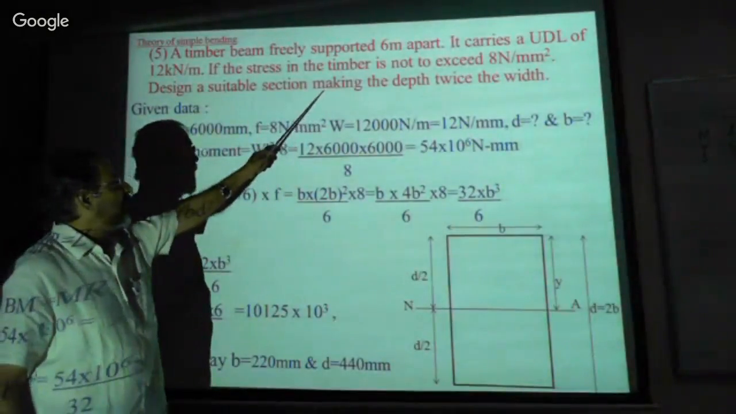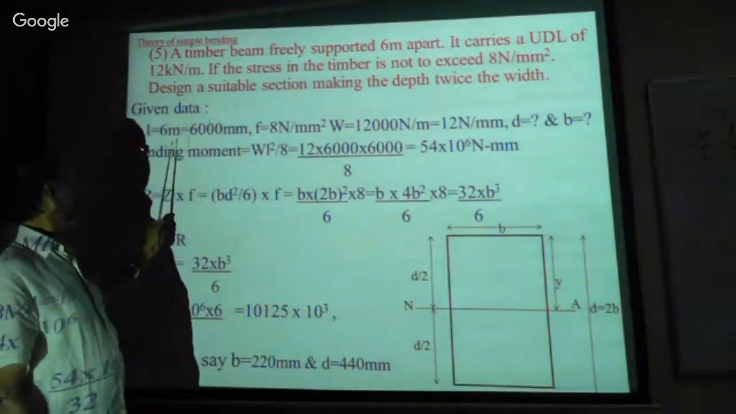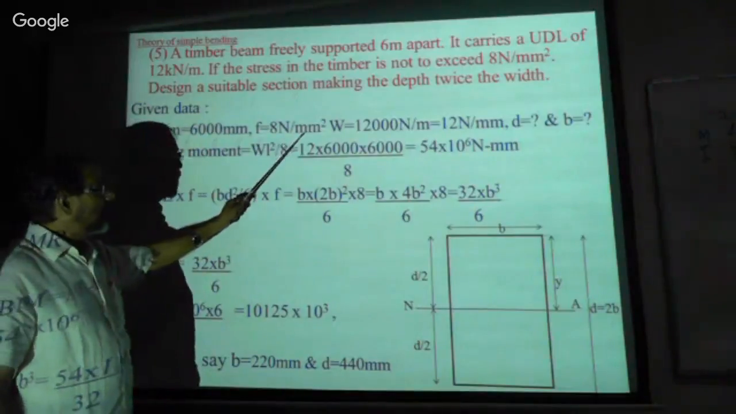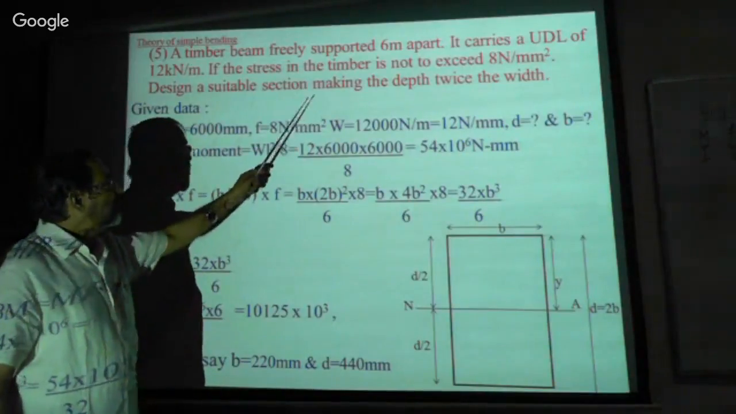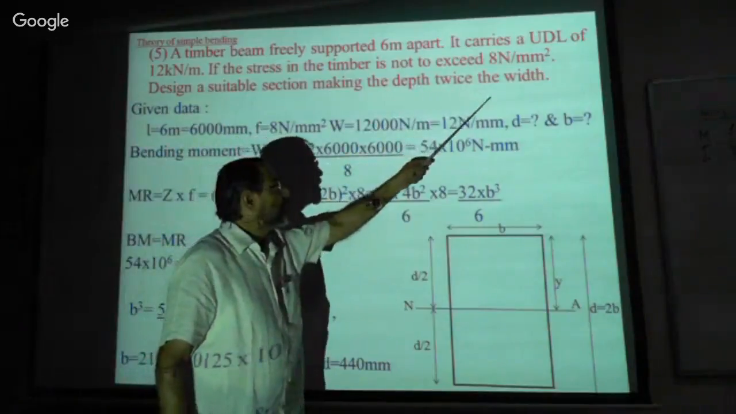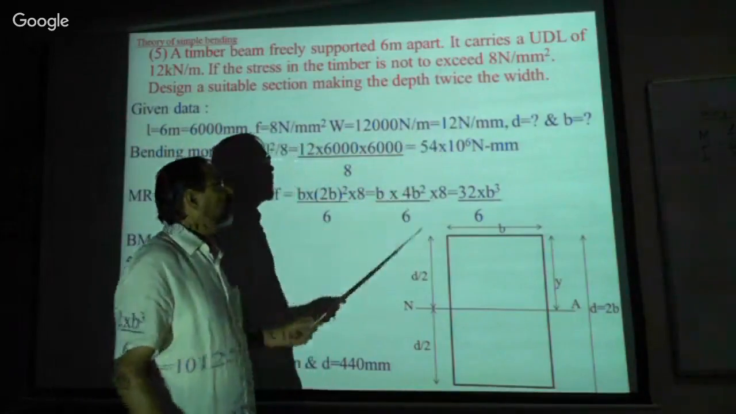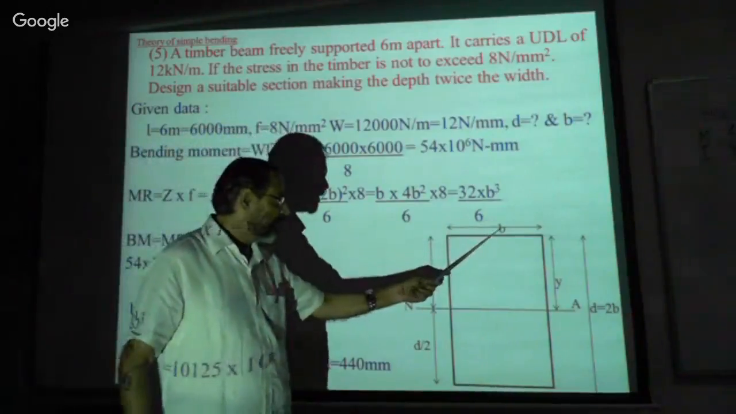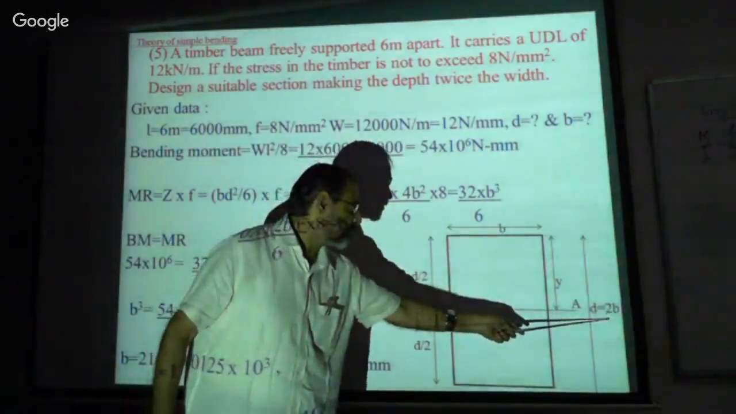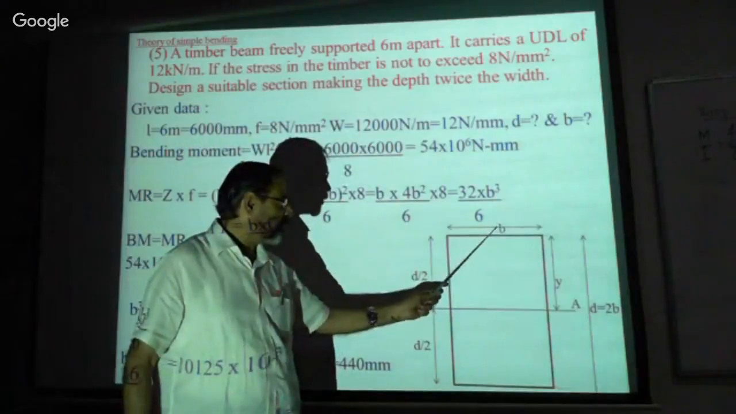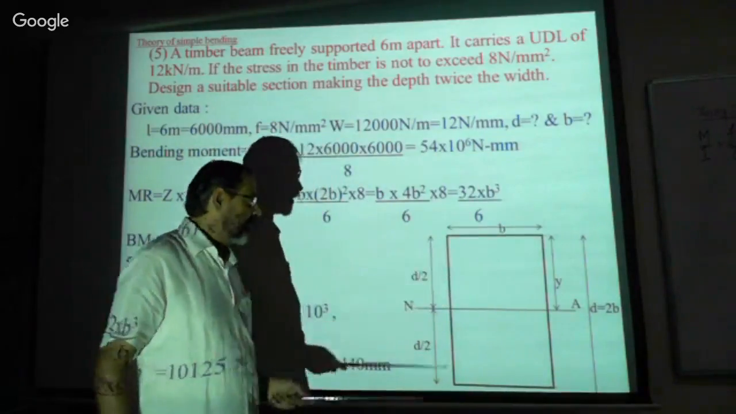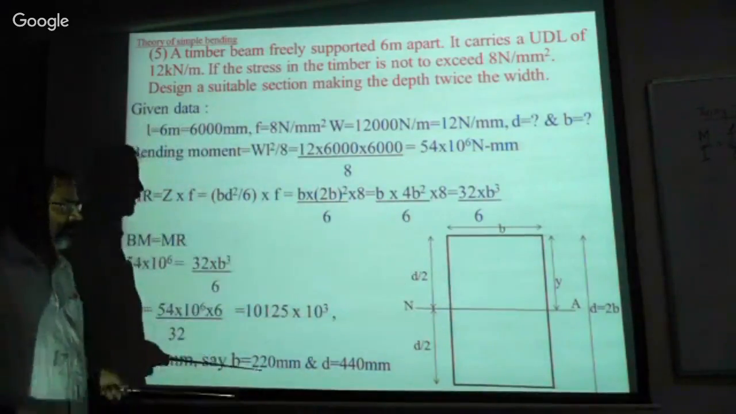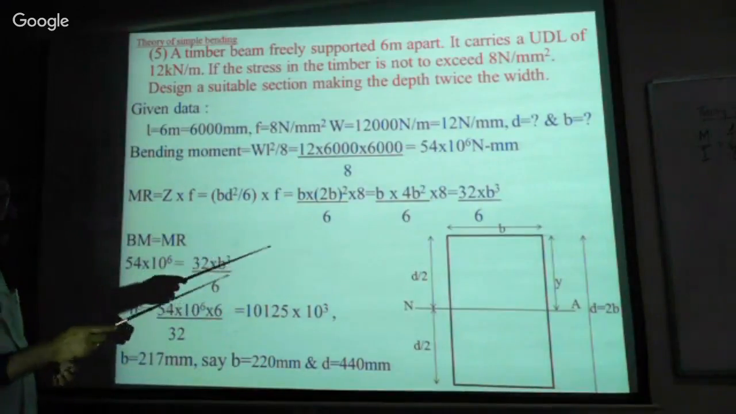Now this is the given data. I have not written it here, it is missing. Kindly make a note: making the depth twice the width. So that means D is equal to 2B, or B is equal to 0.5 D, isn't it? Whatever you take, you can substitute whichever you wish.